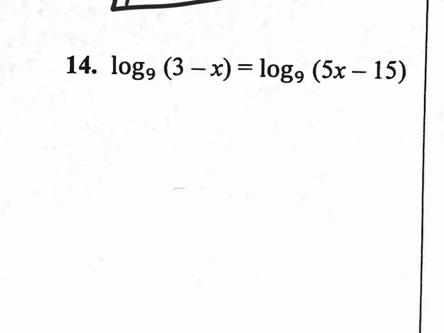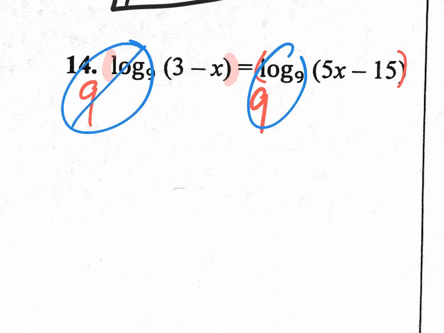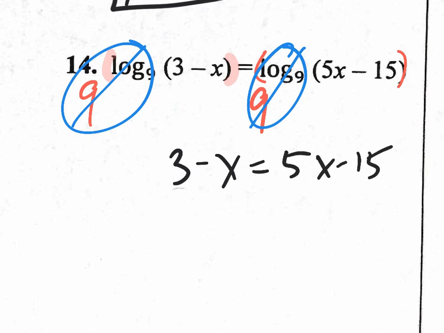So on number 14, it's even easier because you get rid of those logs by raising both sides of the equation to become powers. This whole thing is going to become the power of base what? 9. And this whole thing over here is going to become the power of base 9 as well. That way, these guys eliminate. Your new equation becomes 3 minus x equals 5x minus 15. And then we just solve by getting x's to one side, plus x.